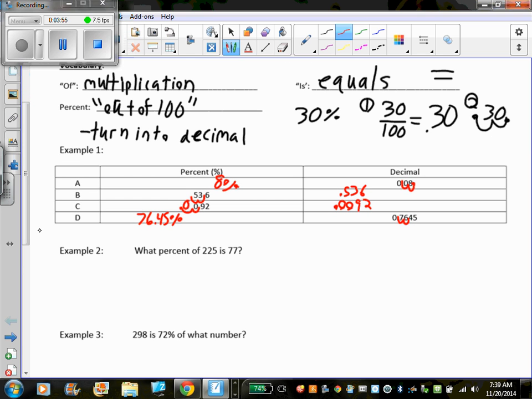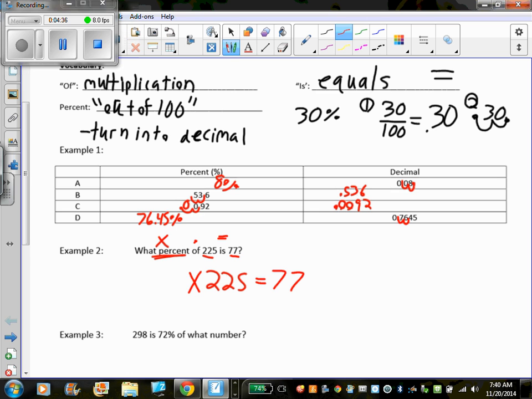Okay, so here's our first example. What percent of 225 is 77? Now in this case, we're looking for a percent as the final answer. We don't know what it is yet though, and when we don't know a value, we use x, or a variable, because we don't know what that value is at the moment. So we're going to stick with x for now. Remember, "of" means multiplying, and then we have this number 225. "Is" means equals, and then we have this number 77. So right now we have x times 225 equals 77.